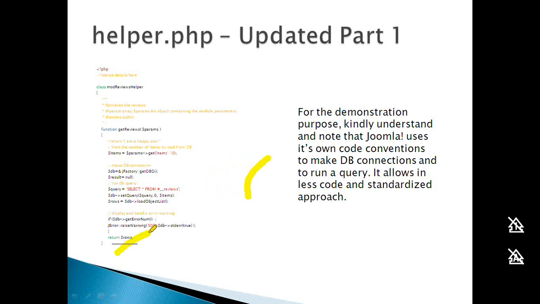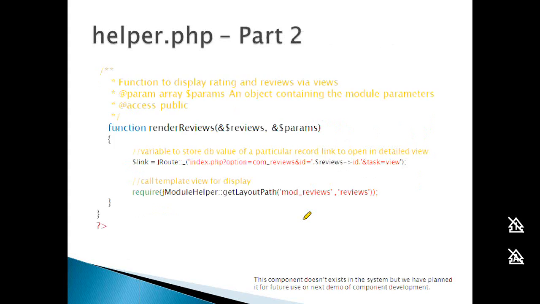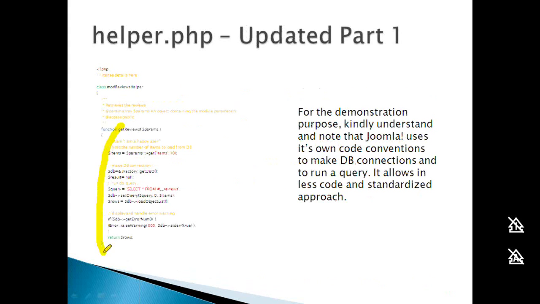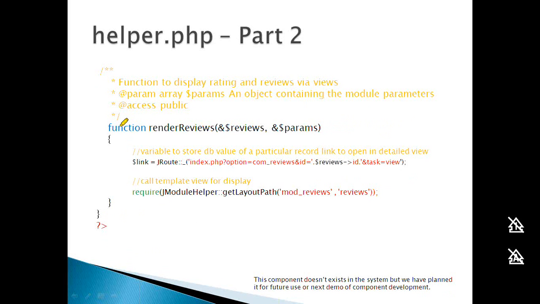So this time we are transferring the rows, and this is part 2. This is part 1 of the helper.php, which loads the values from the database, and the second part renders the values to the templates. So here we are creating a function called render reviews, where the reviews values and additional parameters are being transferred.